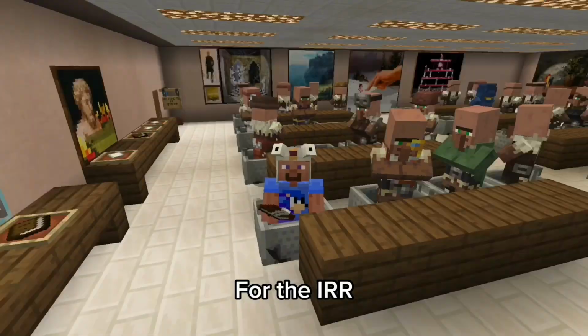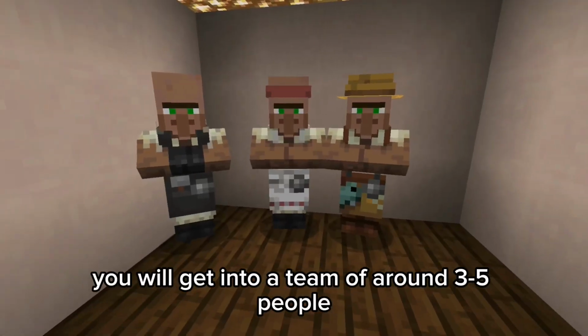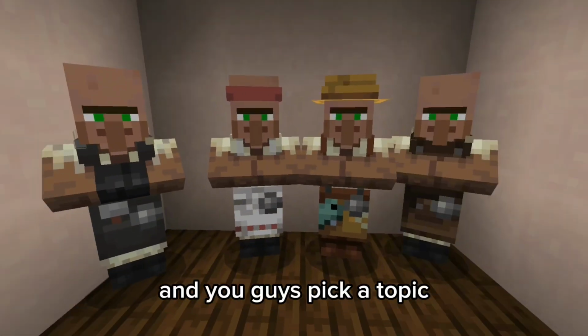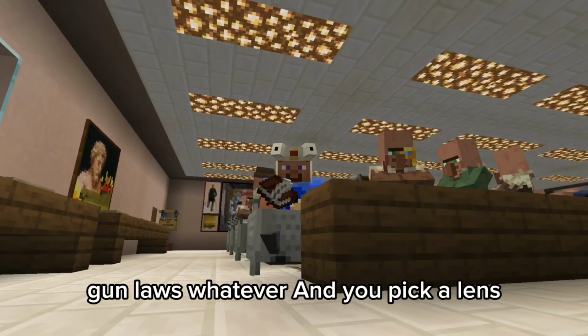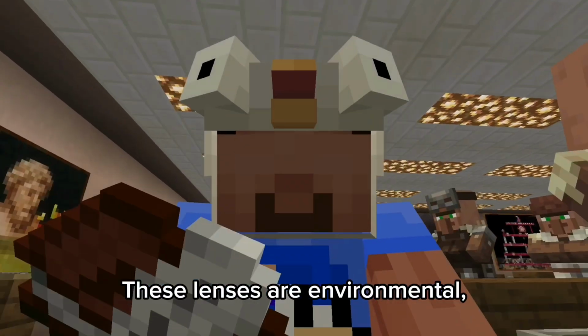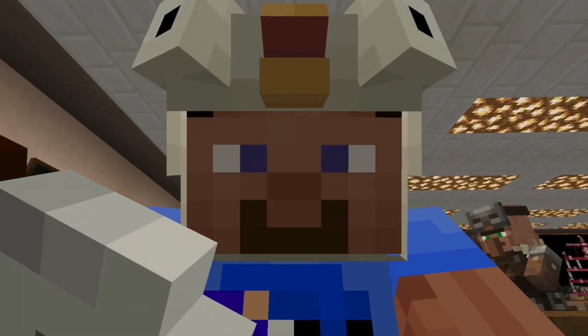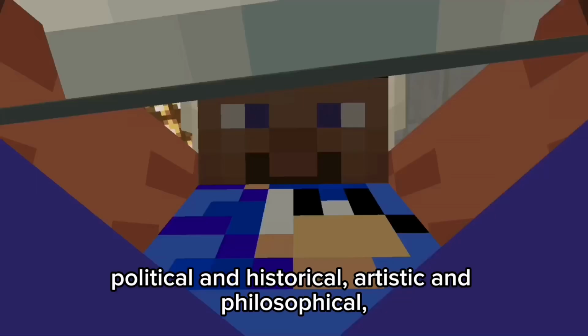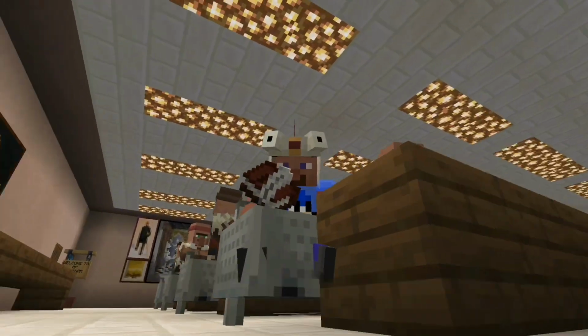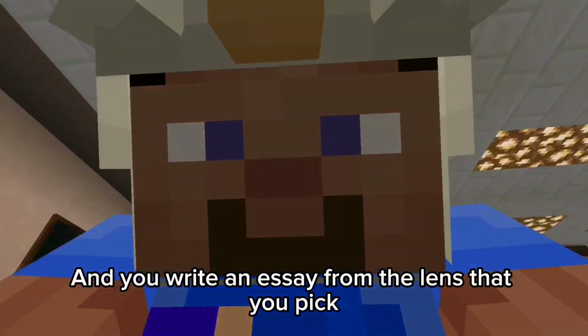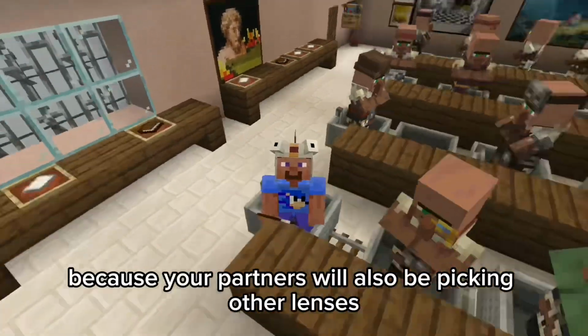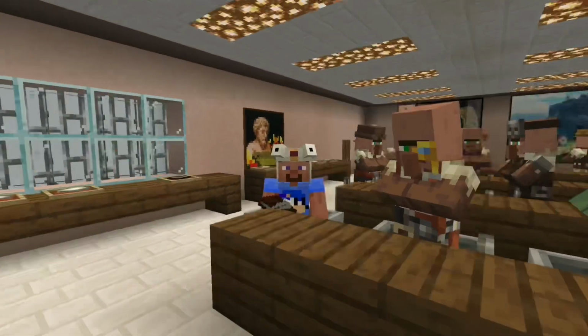For the IRR, you will get into a team of around 3 to 5 people, and you pick a topic, say drug addiction or crime, gun laws, whatever. And you pick a lens. These lenses are environmental, scientific, economic, political and historical, artistic and philosophical, cultural and social, futuristic, or ethical. And you write an essay from the lens that you pick, because your partners will also be picking other lenses and you can't have the same one.